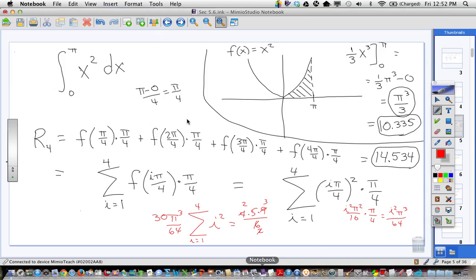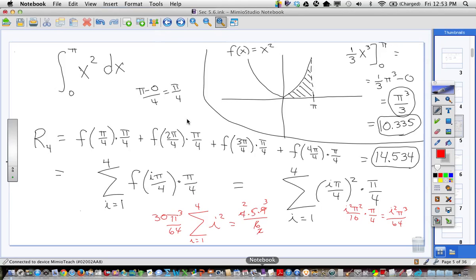But yesterday we had another goal in mind, and so for this part of today, we want to go a little farther with this. So I'm going to go ahead and simplify this out. So I square that, I get pi squared, i squared, 16. Take the pi times pi squared, that's pi cubed, i squared, I get 16 times 4 is 64. So I simplify that out.